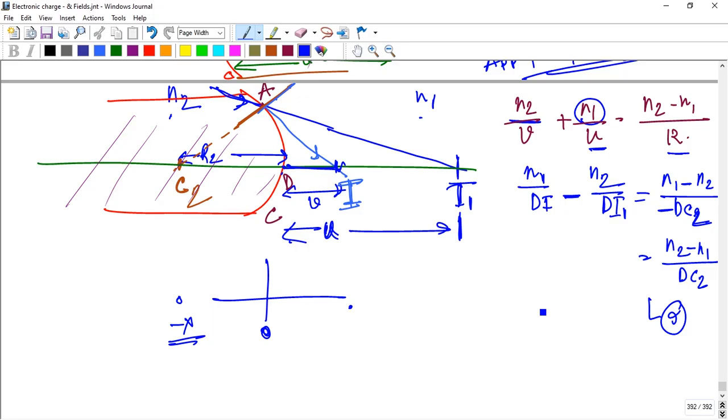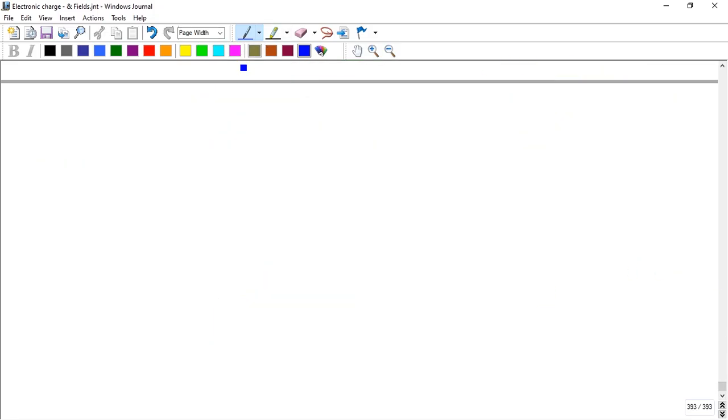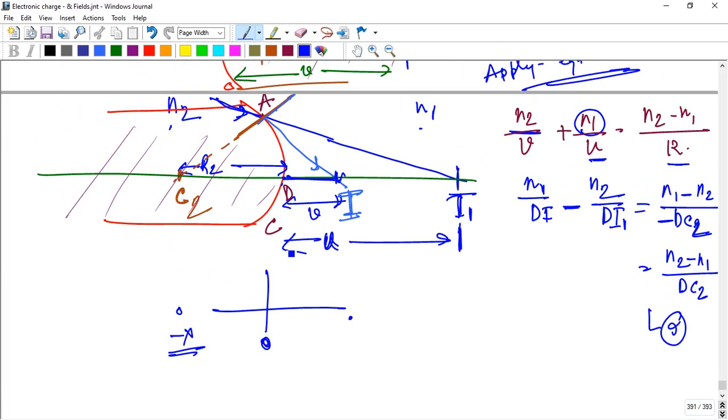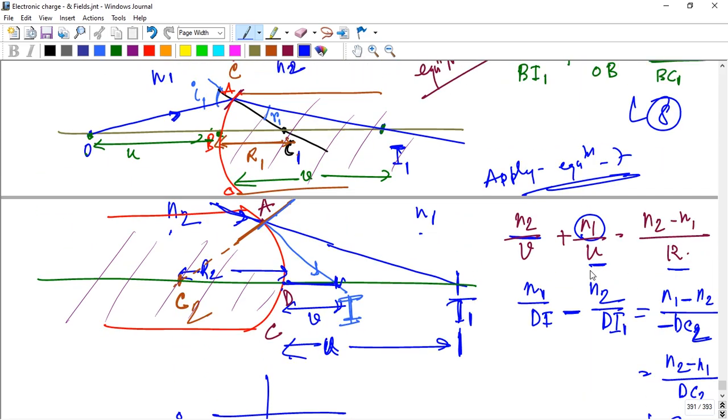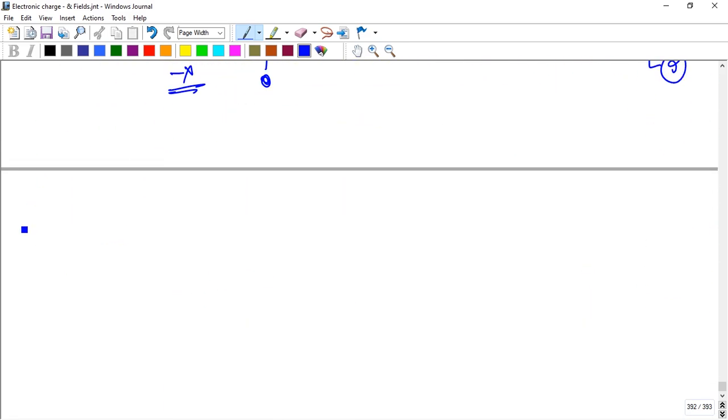Okay, now if I add these two, equation number 8 plus equation number 9. Don't be confused here. First we write equation number 7 here. Now compare these two, where the data is put here. Now put the data. Now I add these two, equation number 8 and 9.